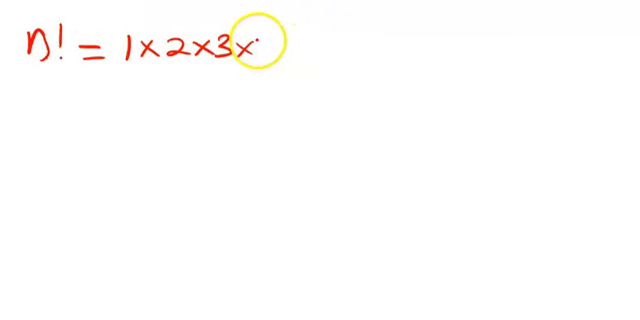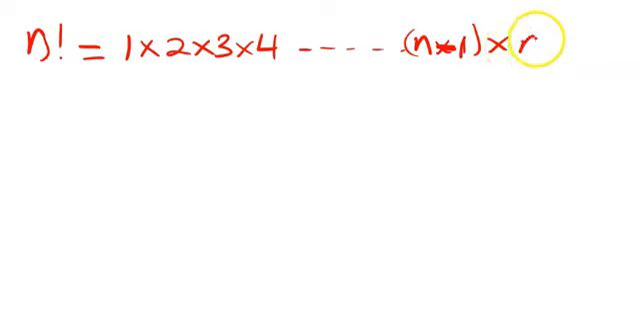Factorial is basically the product of a positive integer and all its reduced factors. So n factorial is the same as 1 times 2 times 3 times 4 up to n minus 1 times n. Right, so that is the definition of a factorial.